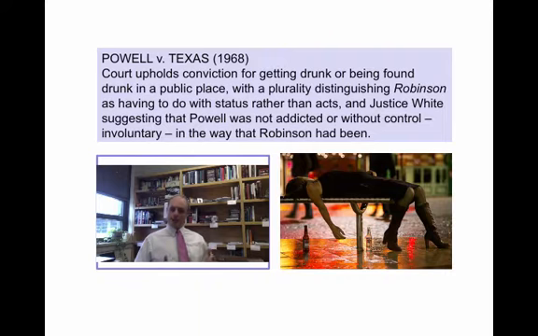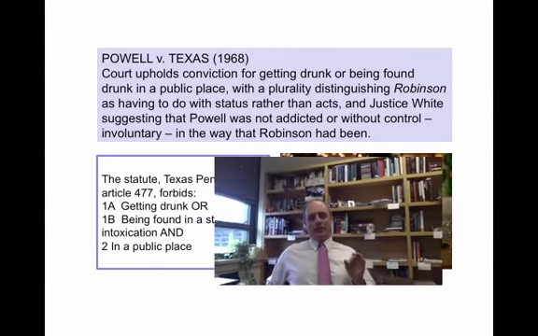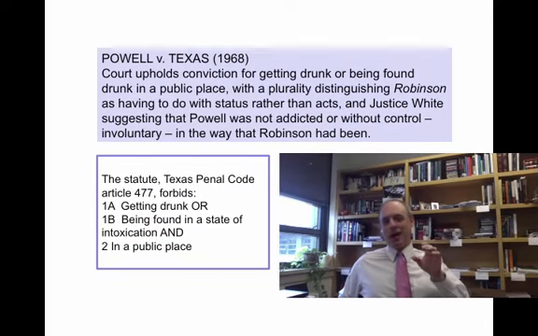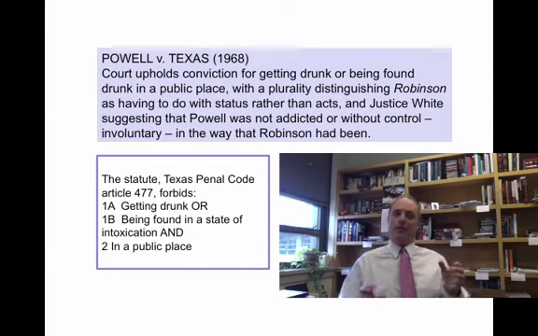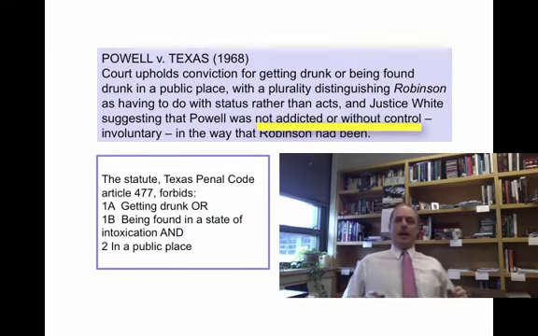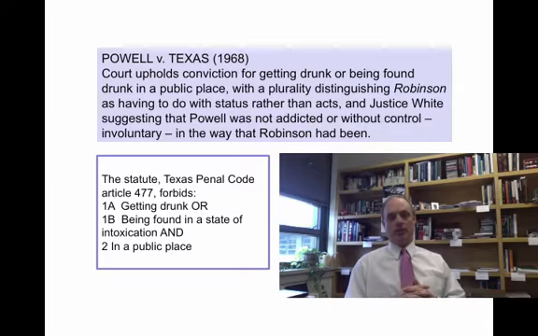A slightly later Supreme Court case limits the reach of Robinson. In Powell versus Texas, you've got a conviction of the defendant, Leroy Powell, for getting drunk or being found drunk in a public place. And the court here says that Robinson is distinguishable, that we can affirm this conviction because here there is a voluntary and preventable act involved, and that is going to or remaining in a public place while being drunk, unlike the pure status of being addicted to drugs or being an alcoholic. Here you've got some kind of action that the statute is targeting.